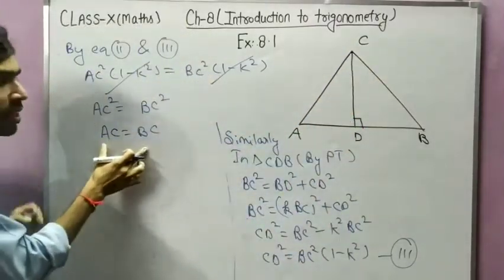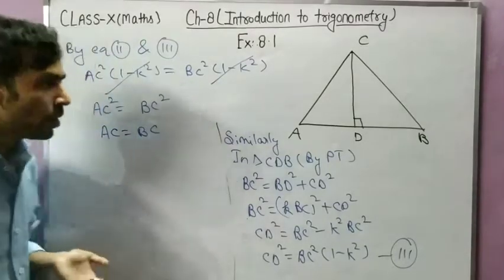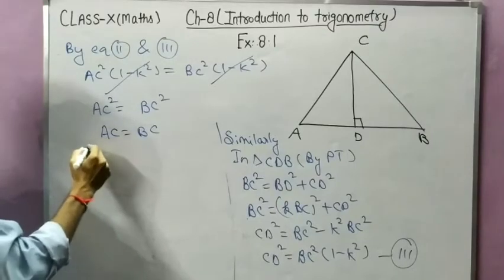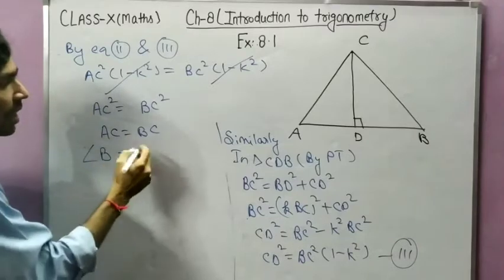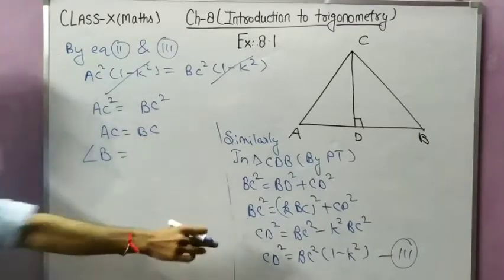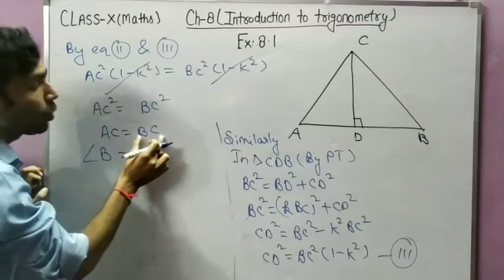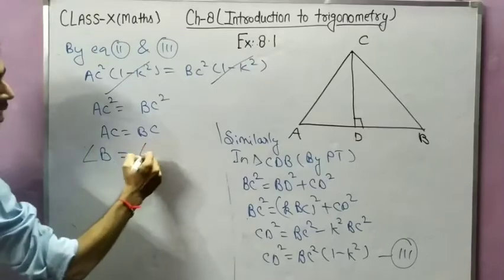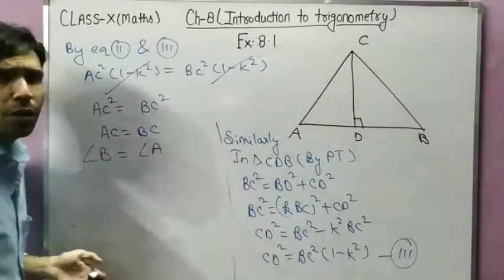So if two sides are equal, then the angles opposite to those sides are also equal. So we can say, in front of side AC, angle B is here, and in front of side BC, angle A is here. You can see, AC is equal to BC.